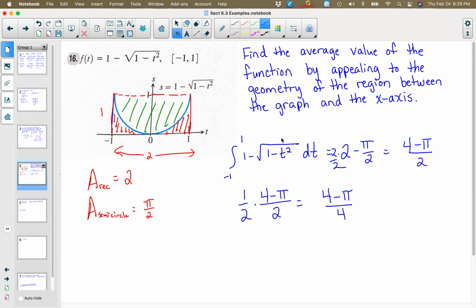And you could actually take that if you wanted to on your calculator. Now that we know how to do it with geometry, you could evaluate this and divide by 4, and then you'll have to check the decimal approximation to show that that is the same value.